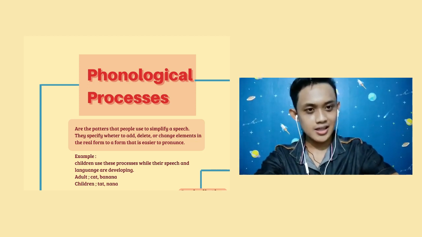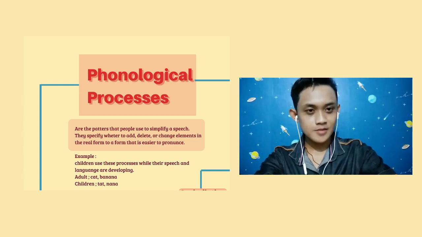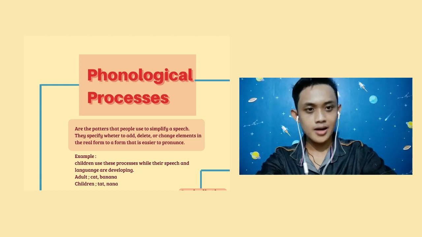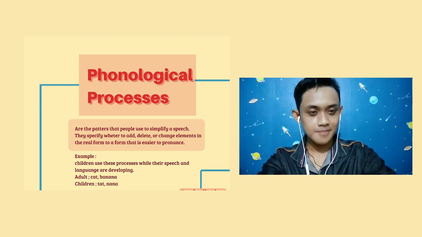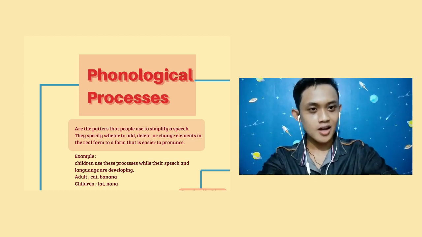When the adult says the word banana, the child usually drops the first syllable, the syllable ba, and only pronounce the last two syllables, nana. So when the adult says banana, the child says nana to simplify the pronunciation.